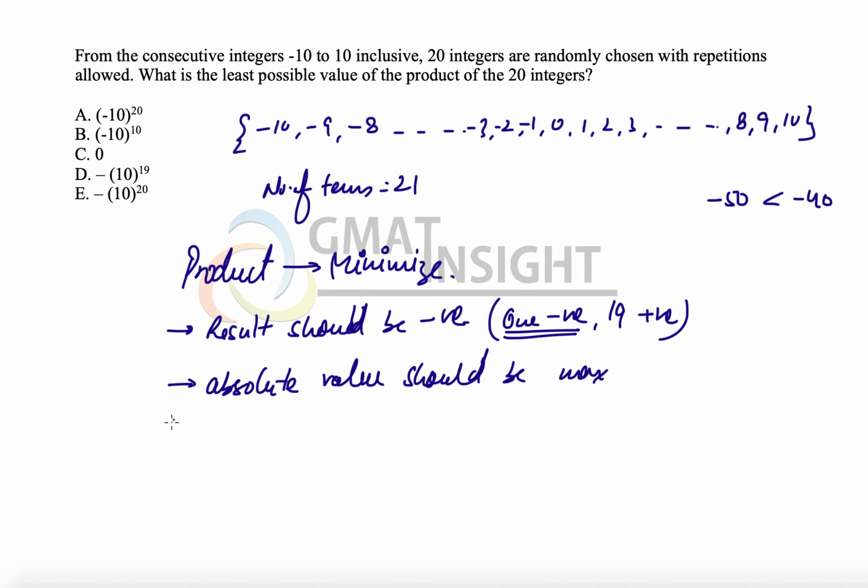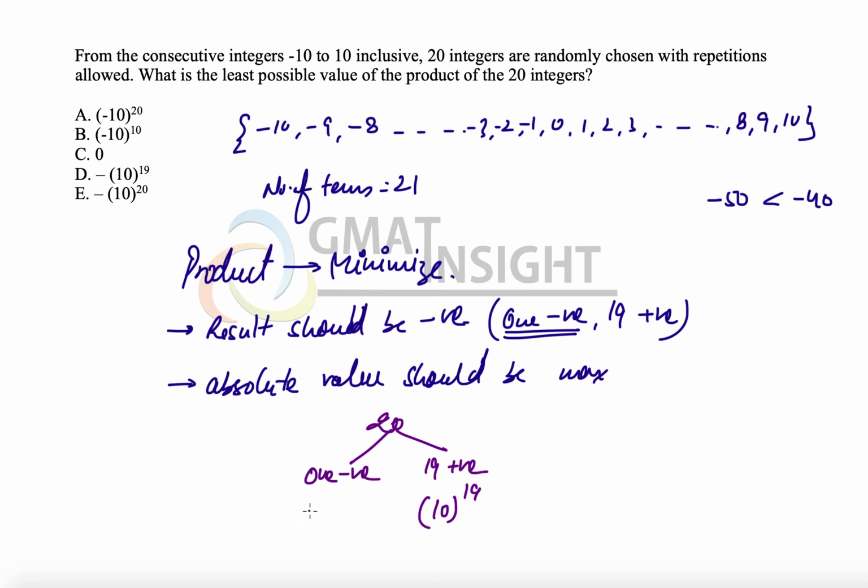So what we can do is that of the total 20 values that we have to consider, we take one negative value and 19 positive values. And we have to maximize the absolute values. So why not just take all the 19 values to be 10, so it becomes 10 raised to the power 19.